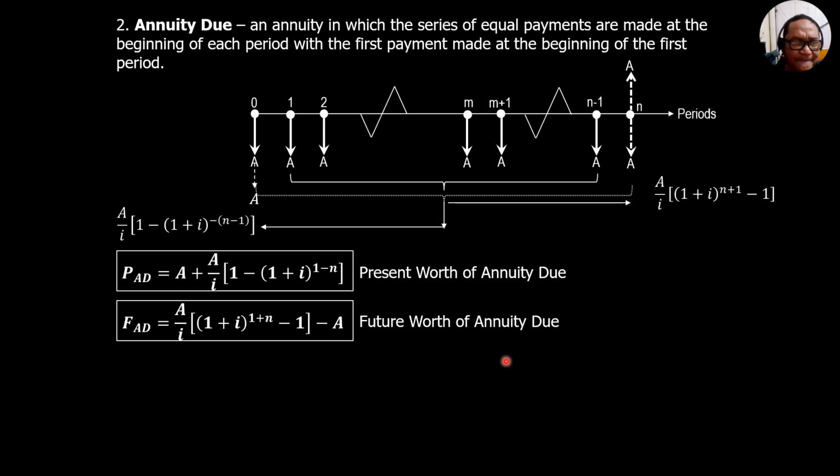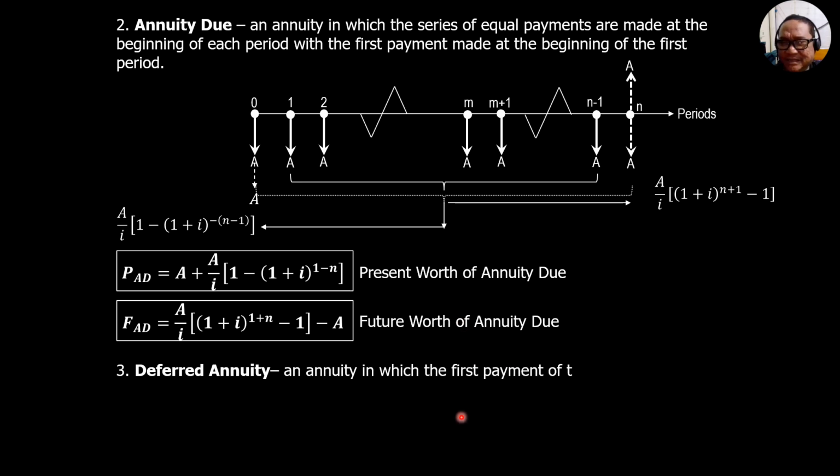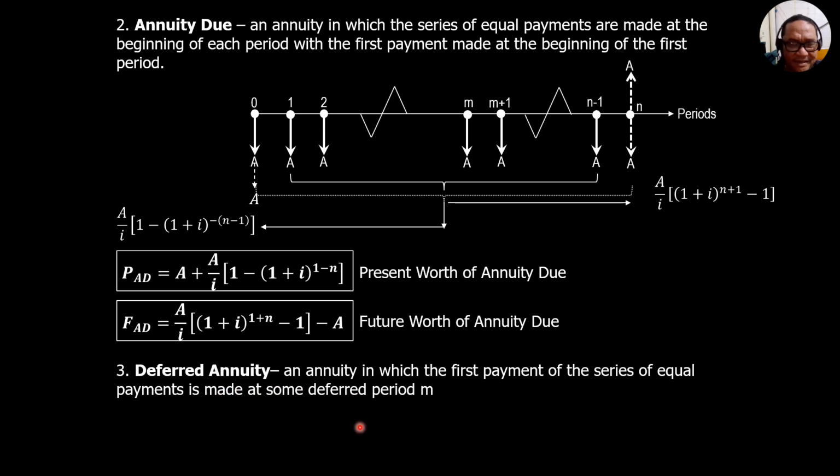The third type of annuity is the deferred annuity. From the word itself, it means that the first payment is made at some other time, not the beginning of, or not the end of the first period. So it is deferred, let us say, at the end period. So that's deferred annuity from the term itself. So annuity in which the first payment of the series of equal payments is made at some deferred period. So this is the cash flow diagram.